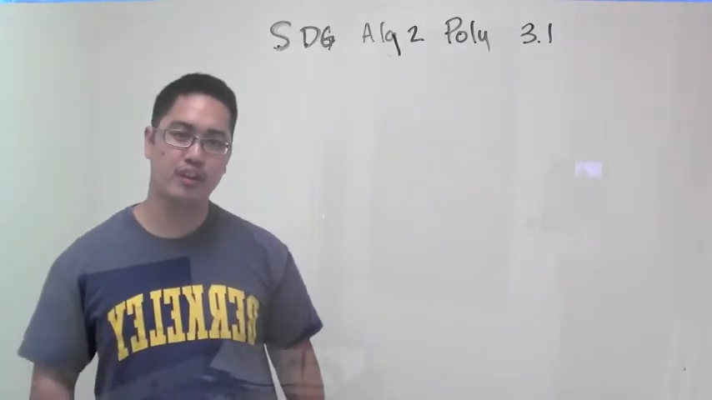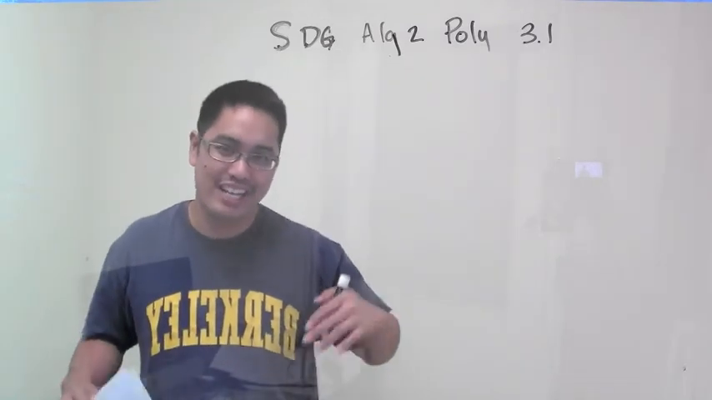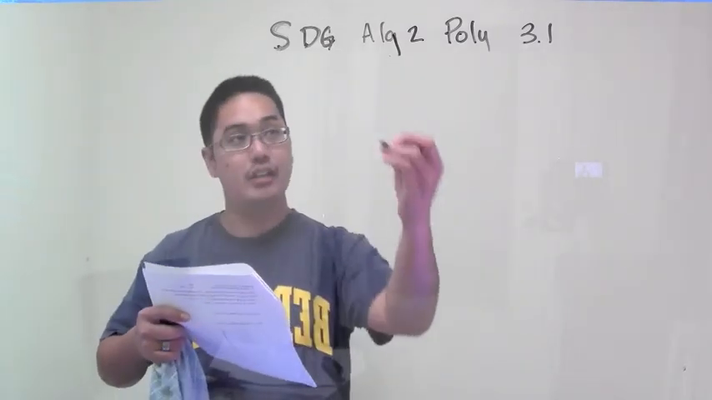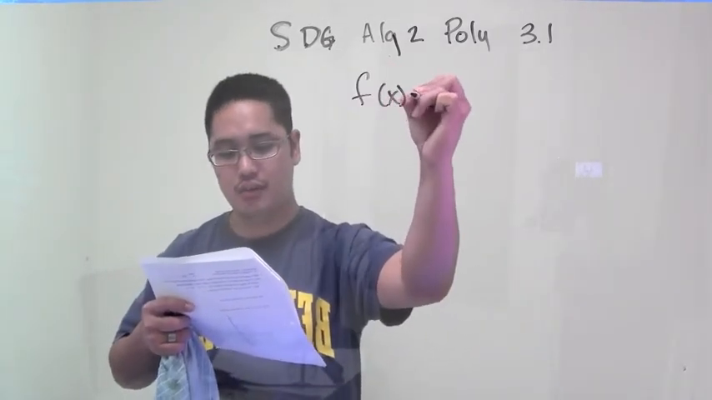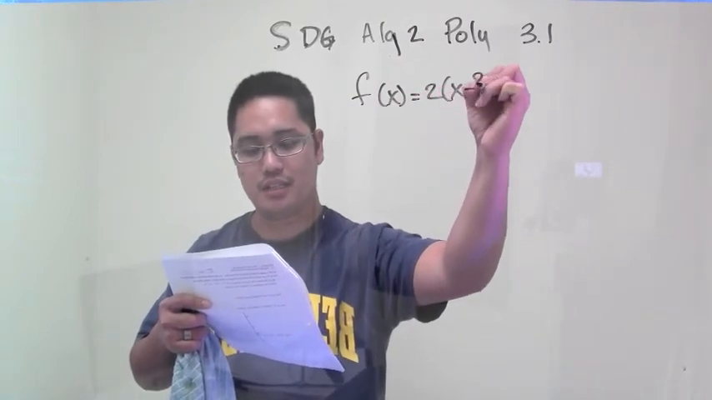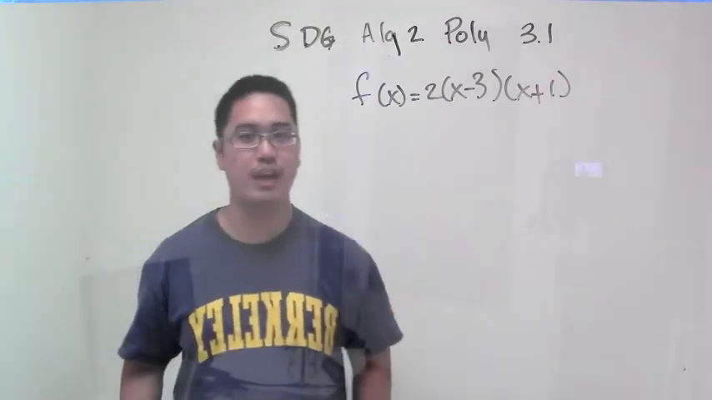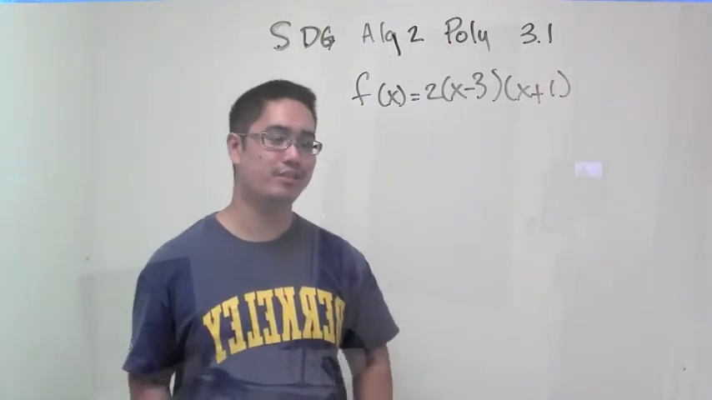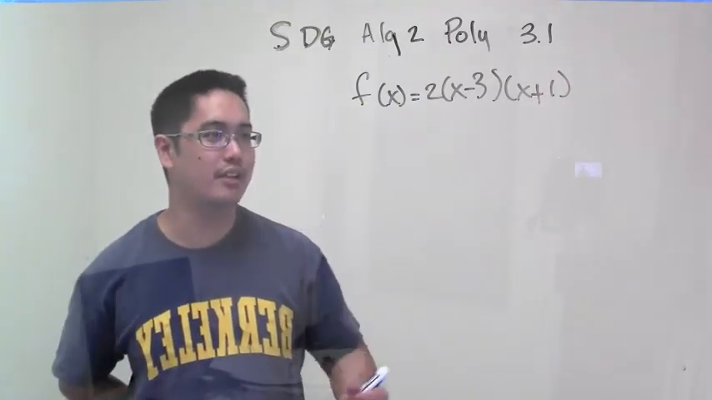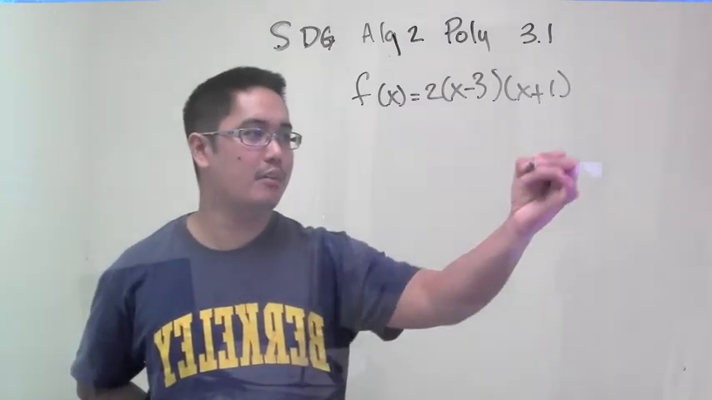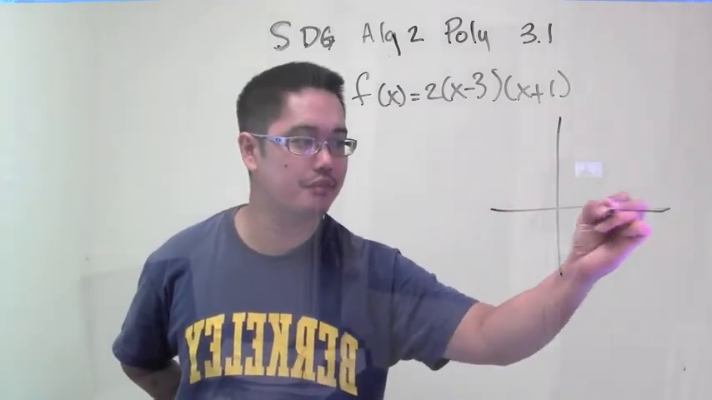Alright, here's what we're going to do. We're going to hit a polynomial, and then we're going to try to get everything we can out of it. Alright, so we've got f of x equals 2 times (x minus 3) times (x plus 1). And here's what I want to do. I want to just graph it as best as I can with just kind of everything I know about everything. Alright, so check this out. I'm going to set the graph up over here.